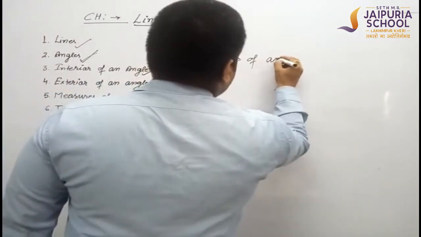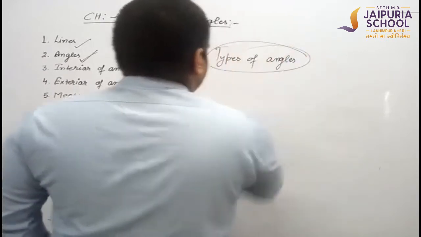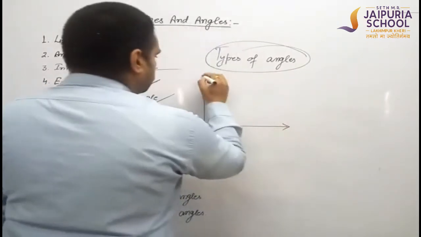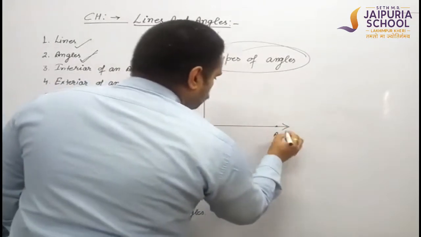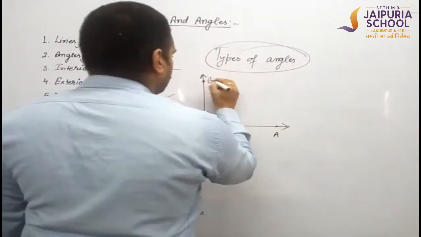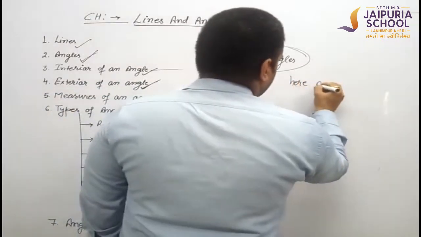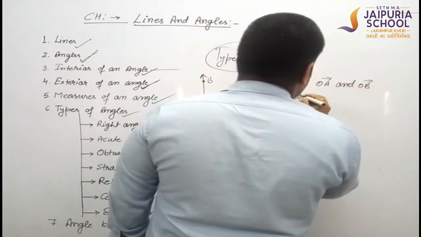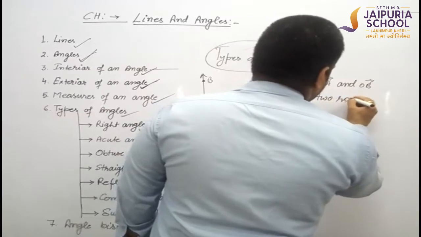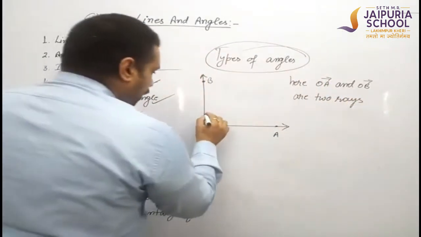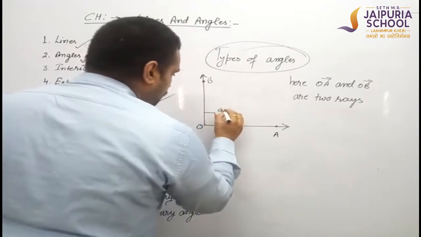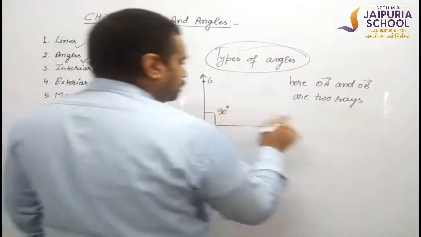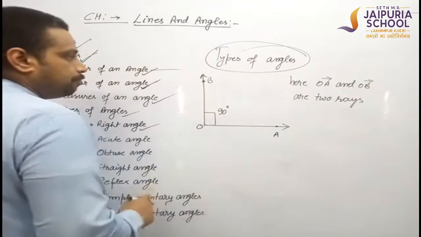Types of angles. In types of angle, first is right angle. When we have two rays, OA and OB, here OA and OB are two rays, and the gap between both of them is 90 degree. So 90 degree is the gap between them.